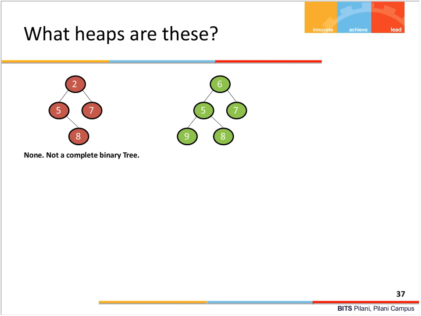Right. So you can see it's a complete binary tree, no doubt about it. But the min-max property is violated at a couple of places, right? So this is not a heap, okay, but it is a complete binary tree.